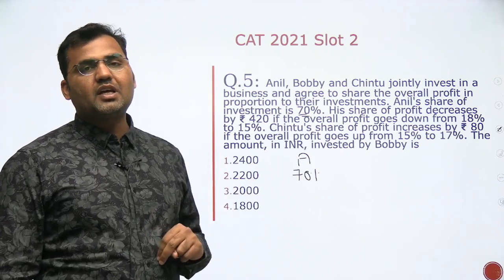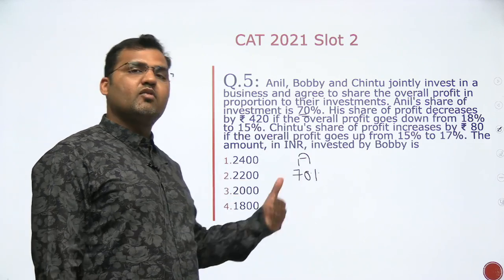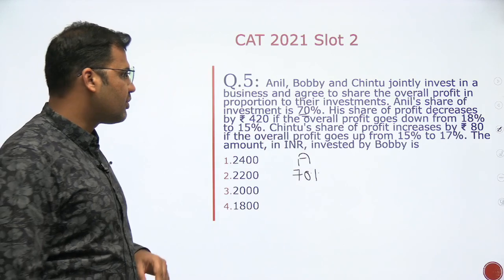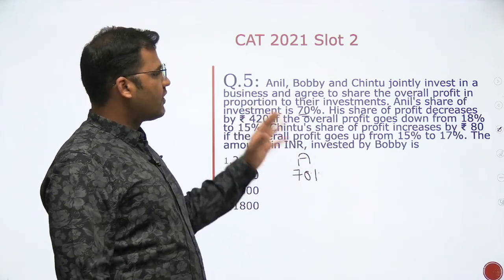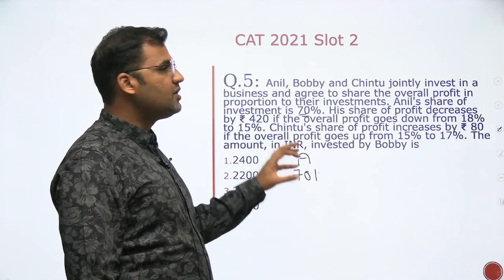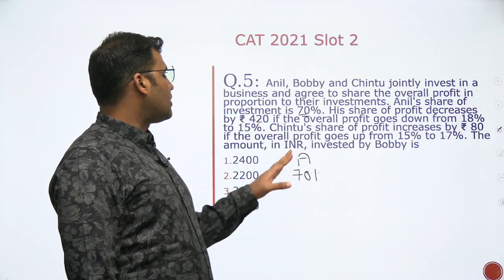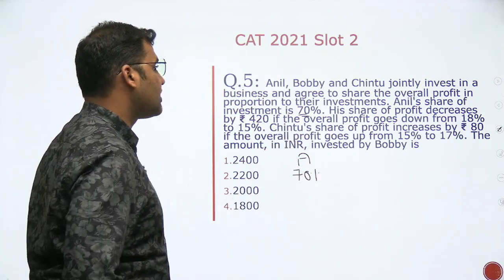That means profit sharing and the investment sharing are directly proportional to each other. जितना investment, जितना percentage business में आपने capital डाला, उतने ही percentage आपको profit का हिस्सा मिलेगा. अगर time factor नहीं है consideration में, तो पूरे question में time की कहीं बात नहीं हो रही है. So that means capital investment will decide the overall profit percentage. So Anil का 70% investment है, तो उसको profit का भी 70% मिलना चाहिए.